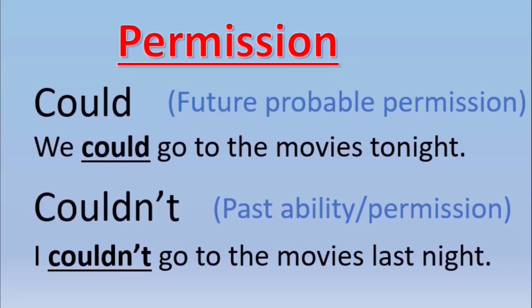Permission. Could. Future and probable permission. Here's an example. We could go to the movies tonight. This is something that we have the option to do. It is possible and probable, but in the future, because tonight has not happened yet.